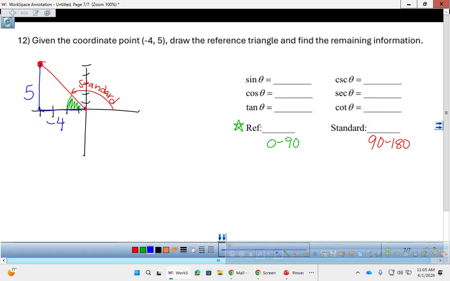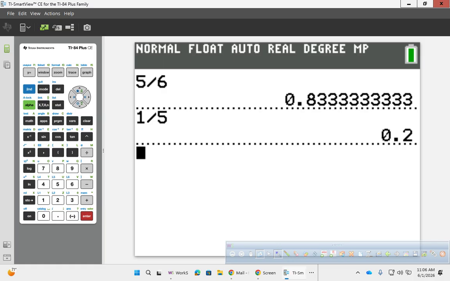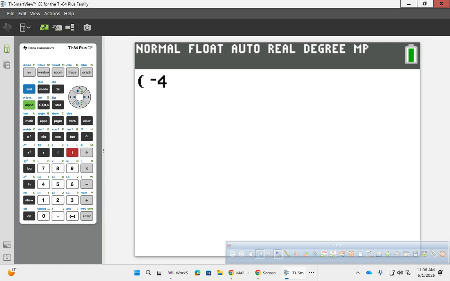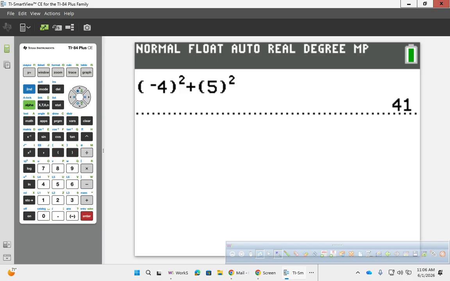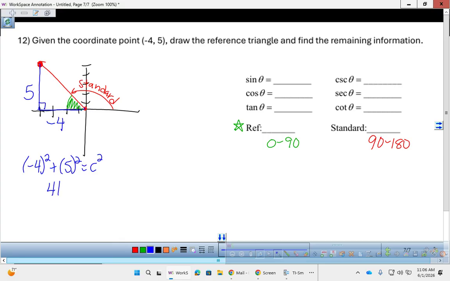How could I get the diagonal? Pythagorean theorem. This is a right triangle. So I can do negative 4 squared plus 5 squared equals c squared. Now just make sure if you're going to use the negative, you use the parentheses, because if you don't use parentheses around the negative, you will get that wrong. Alright, so we got 41 is my c squared, and I just want c, so 41's a prime number, I don't need to simplify that. So we got root 41 is the third side of the triangle.